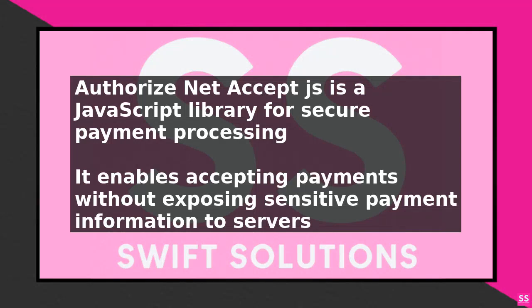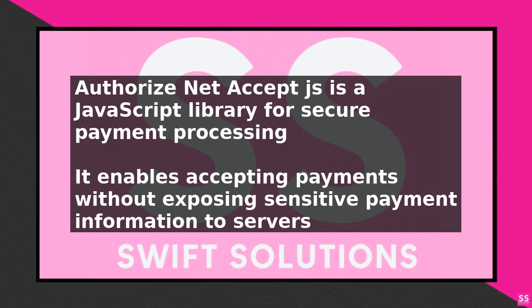To get started with Authorize Accept.js, first understand that it is a JavaScript library that enables you to accept payments from your website without exposing sensitive payment information to your server. The key concept here is tokenization, where payment data is replaced with a token that can be used for future transactions, reducing the risk of storing and handling sensitive payment information.